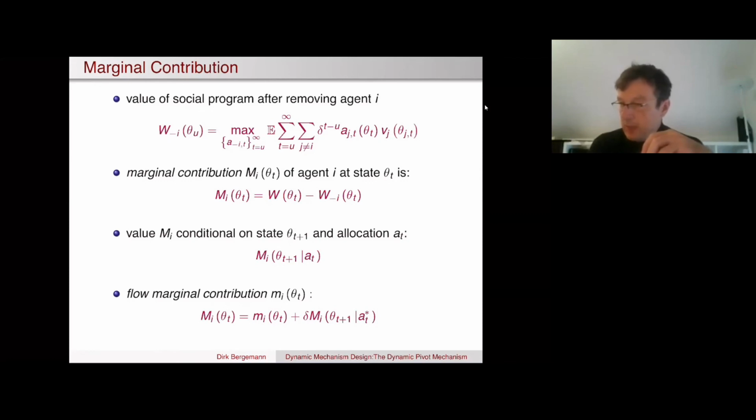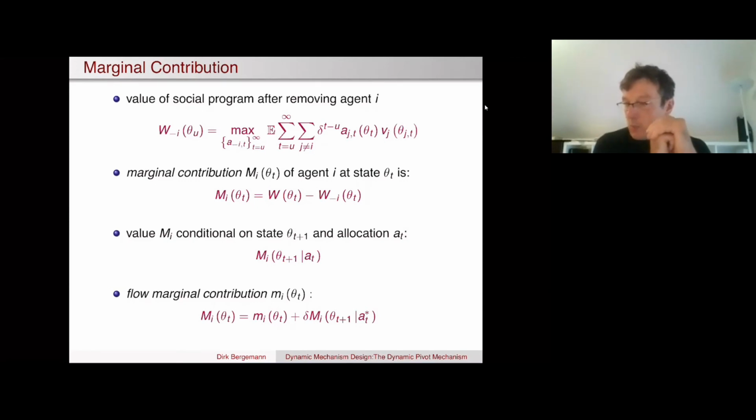When we're making decisions today, we are influencing the state tomorrow, and therefore we're influencing what the marginal contribution of agent I is. So if we say that the marginal contribution of I in state theta t plus 1 is conditioned on the decision a_t, then we're thinking about what's the value that we are likely to get after we make a decision a_t today. And with this conditional future value, we now have a way to not only think about the entire marginal contribution looking from today into the future, we also have a way to think about what is the marginal contribution that agent I makes in that very period. That is his flow marginal contribution, that is small m_i.